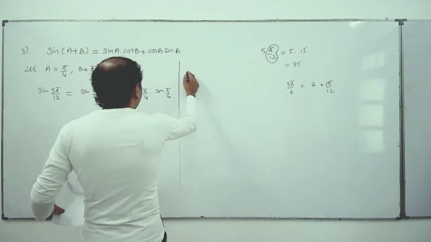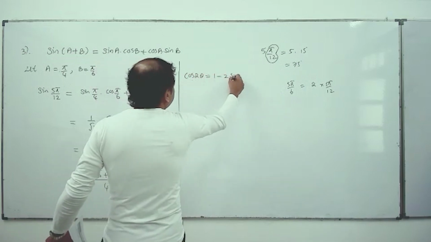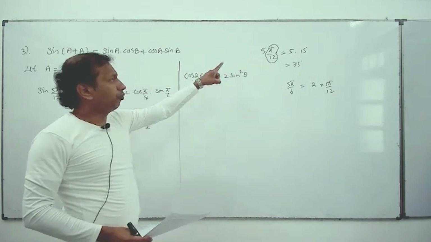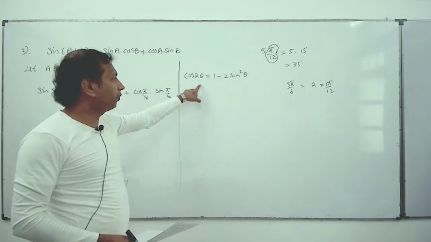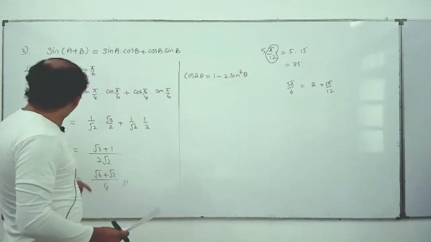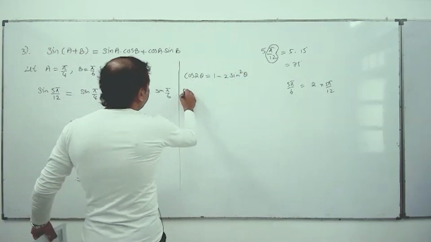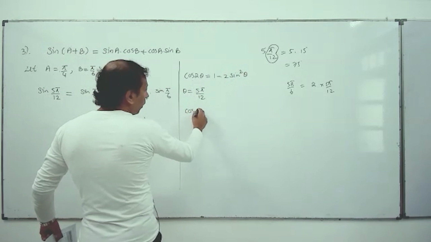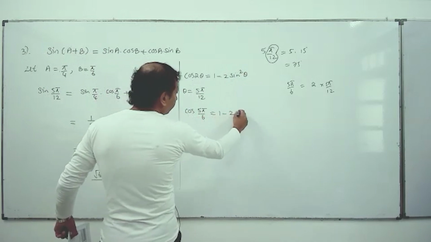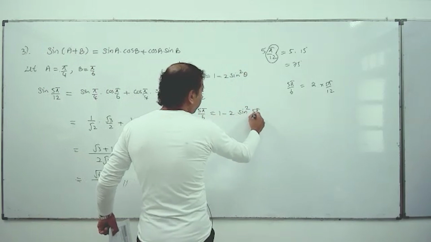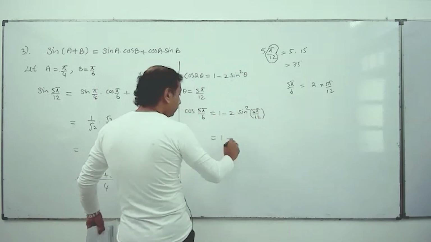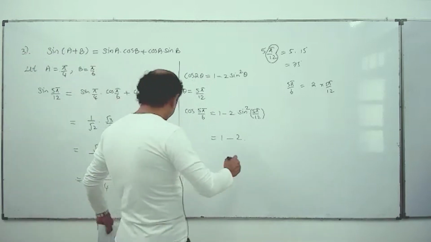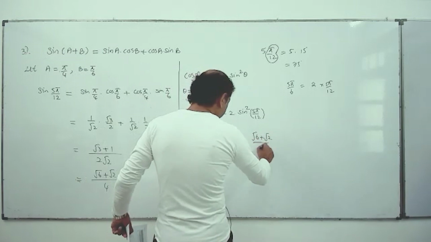We have the cos 2 theta formula as 1 minus 2 sin squared theta. If I put theta as 5 pi by 12, then 2 theta will be 5 pi by 6. So cos 5 pi by 6 becomes 1 minus 2 sin squared 5 pi by 12. Sin 5 pi by 12 is this, so we must write its perfect square: root 6 plus root 2 divided by 4, squared.